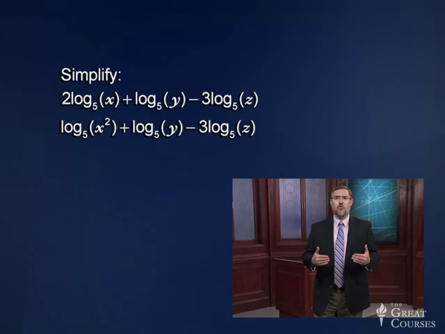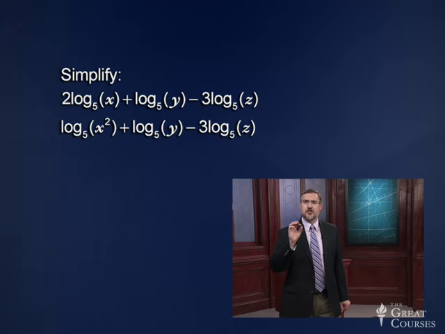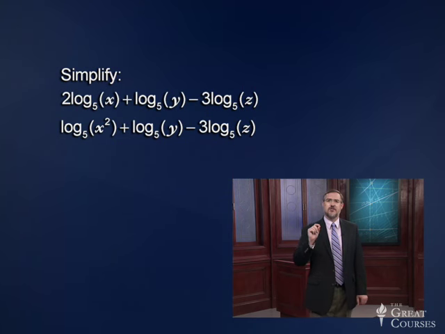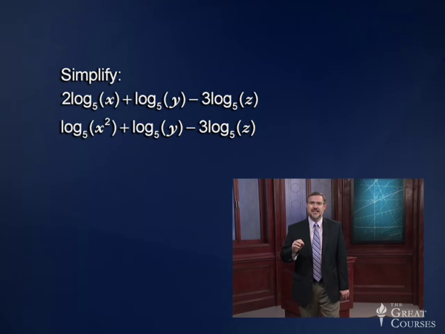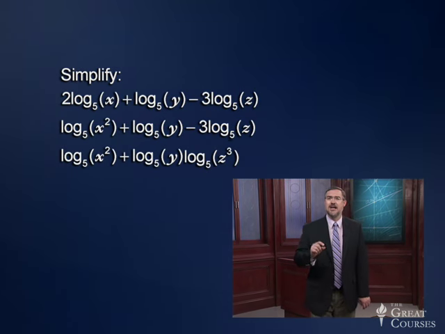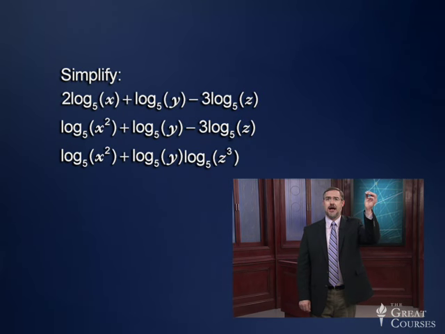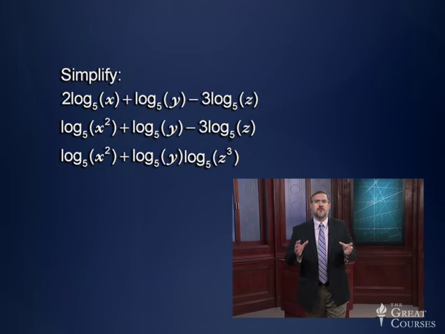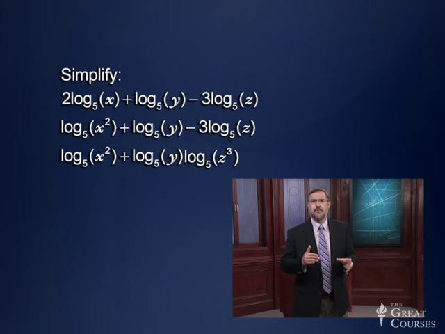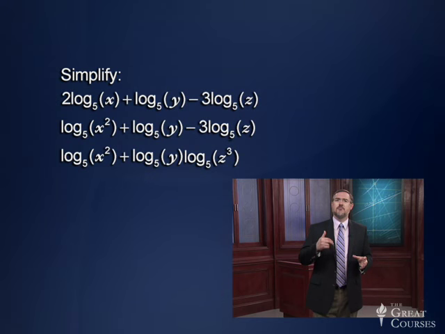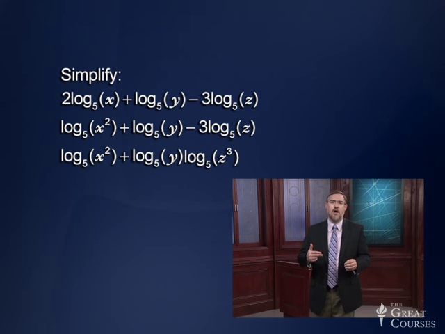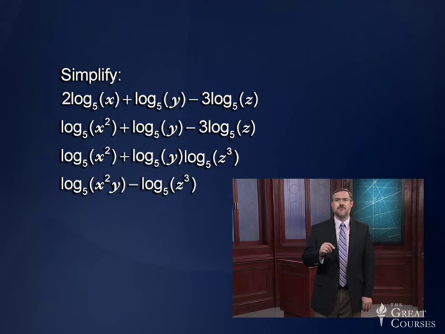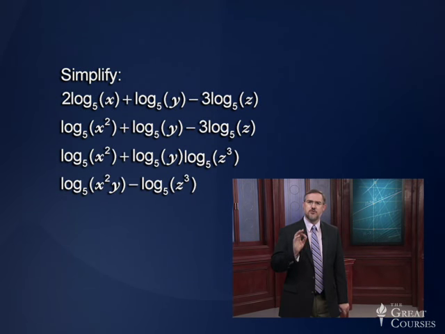And so now I can walk my way through that third term that has a 3 in front, and I can actually rewrite that as well. Instead of 3 log base 5 of z, it's the same as log base 5 of z to the third power. So now let's use these properties and finish this up. The first 2 terms now are log base 5 of x squared plus log base 5 of y. Those can be combined using the first property to give me log base 5 of x squared times y.